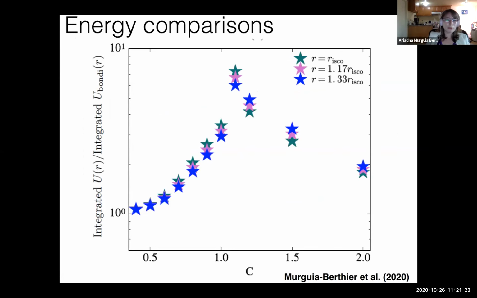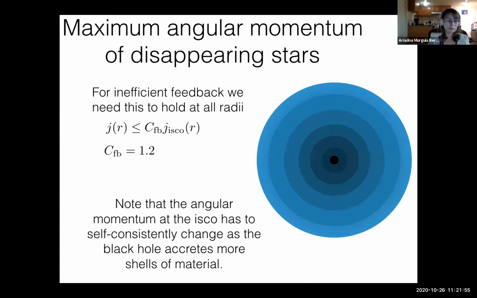So at what point will the feedback be efficient and a bubble will form? Here I'm plotting the integrated energy up to a certain radius compared to Bondi as a function of the slowdown factor. What I want you to notice right here is that there is a very clear transition at around a slowdown factor of like 1.2, where here we don't have efficient feedback, and here we will have efficient feedback because we're going to have a rotationally supported structure that, due to MHD stresses, is going to later dissipate the energy. So this is where the hot bubble is formed.